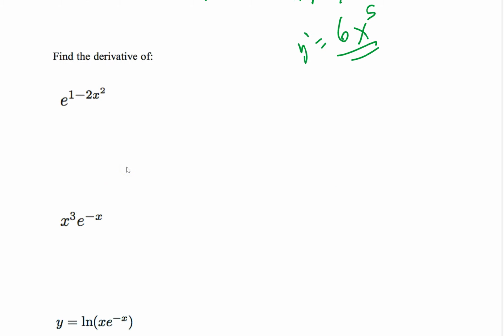Let's do a couple more. This first one here. Right now, there's no shortcut out of this one. You just take the derivative. But remember, e shouldn't be that bad. You just copy it. Then times by derivative of the inside. Derivative of 1, 0. Derivative of that is negative 4x. So if we want to make it a little prettier, you can do this. Again, unless they ask you, you don't need to.